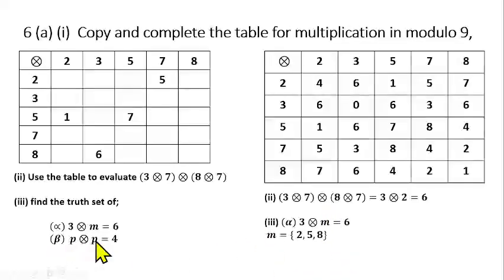Then also for this one as well, we have to evaluate p multiplied by p equals 4.